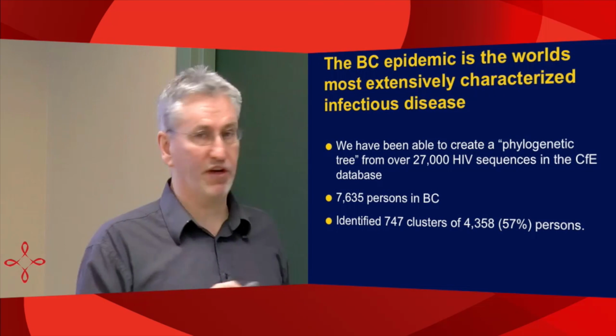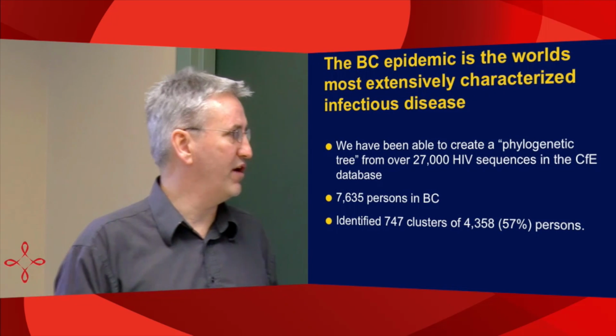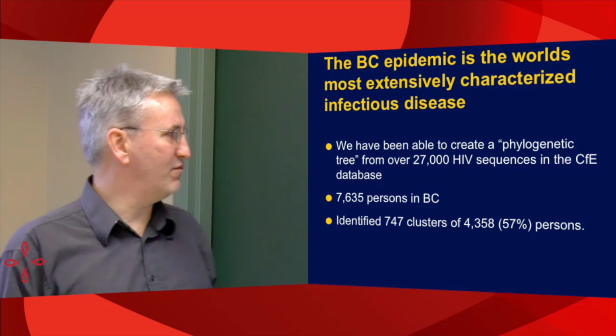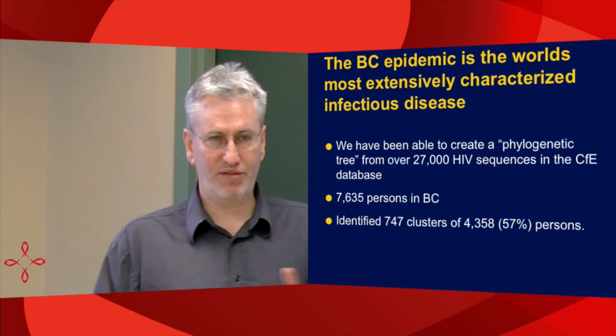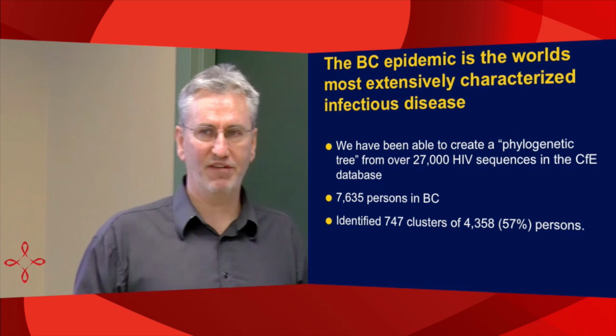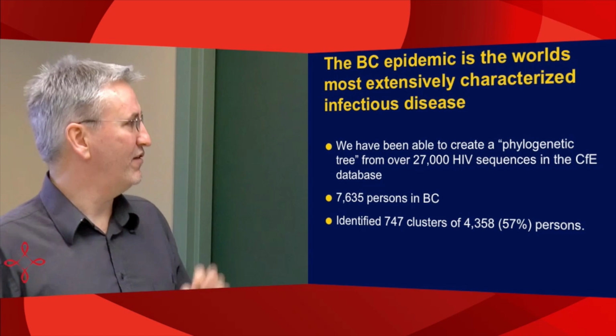And we can do this because we've got this huge database from British Columbia with 27,000 sequences of viruses. And we realized that this is actually the most intensively characterized infectious disease on the planet ever.